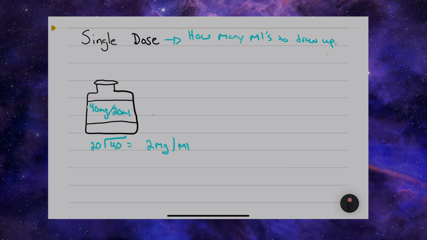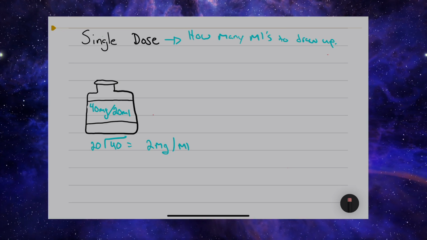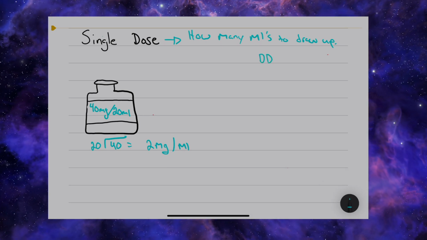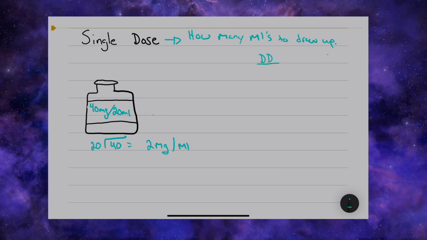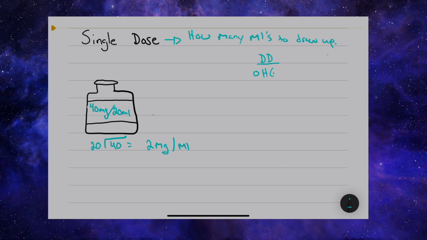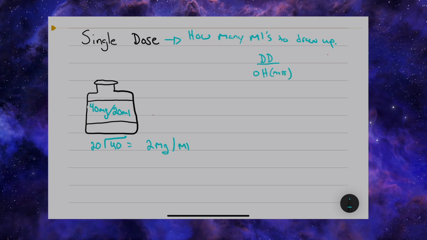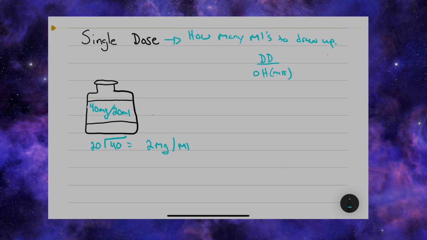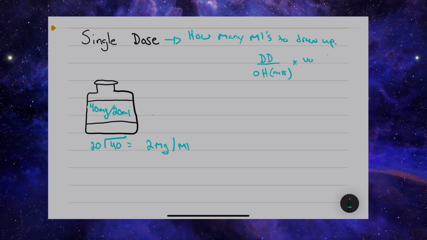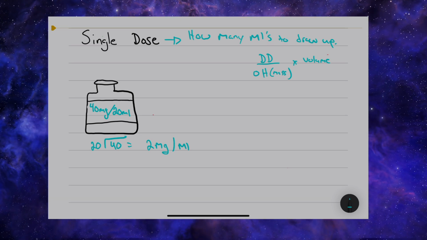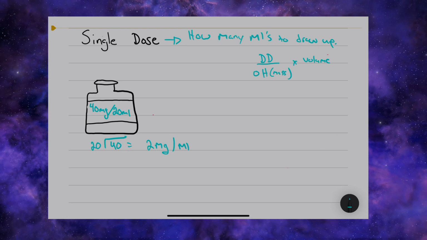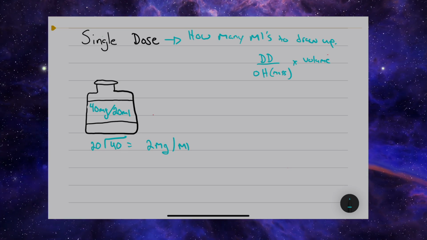The formula to figure this out algebraically is to take your desired dose, the dose that you intend to give, divide that by what you have on hand in your mass units, so grams, milligrams, micrograms, whatever the medicine's packaged in, times that by the volume that you have on hand, so liters, milliliters, etc. So in this syringe here, it's set up in milligrams and in milliliters.